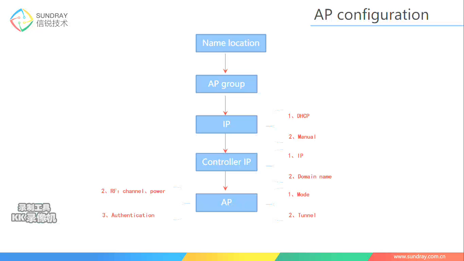So in the access point setting, there is working mode. So for Sundray's access point, there is 3 working modes. The first one is normal mode. So for normal mode, the access point will just give out signals for coverage and for client access.